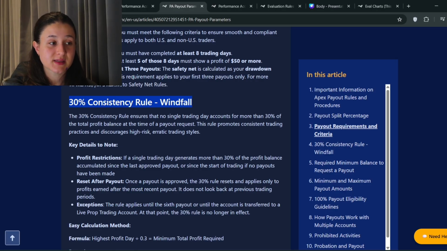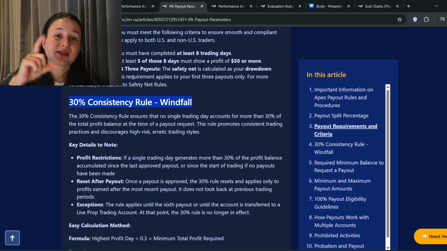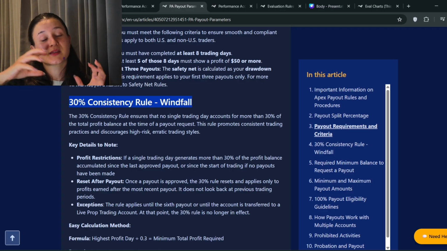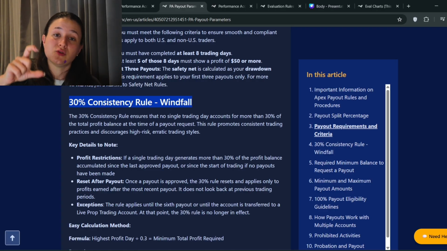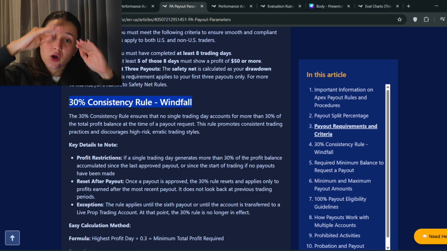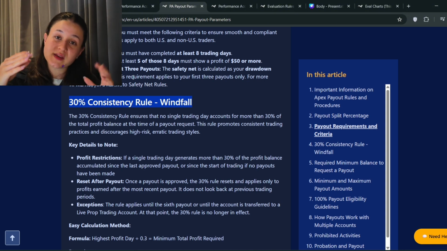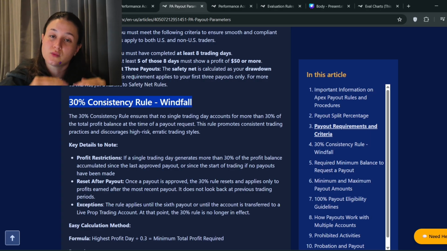And the good thing about this is that some days you might make a lot. But the good thing about this rule is that the moment one of your days makes 30% of your whole profit, you can continue to trade. Continuing to trade will grow your profits and will lower this 30% and take it a bit down, and it will make you eligible for a payout.